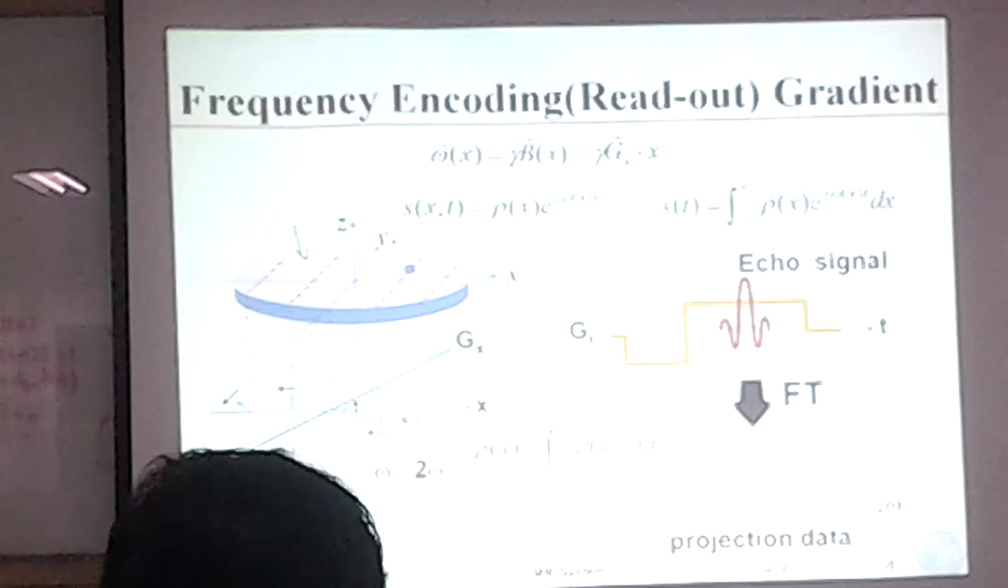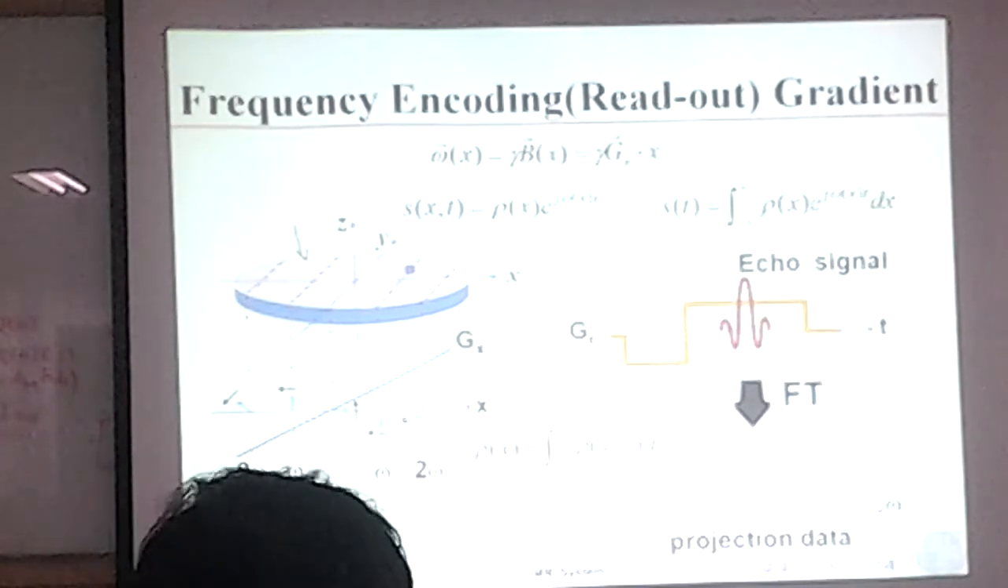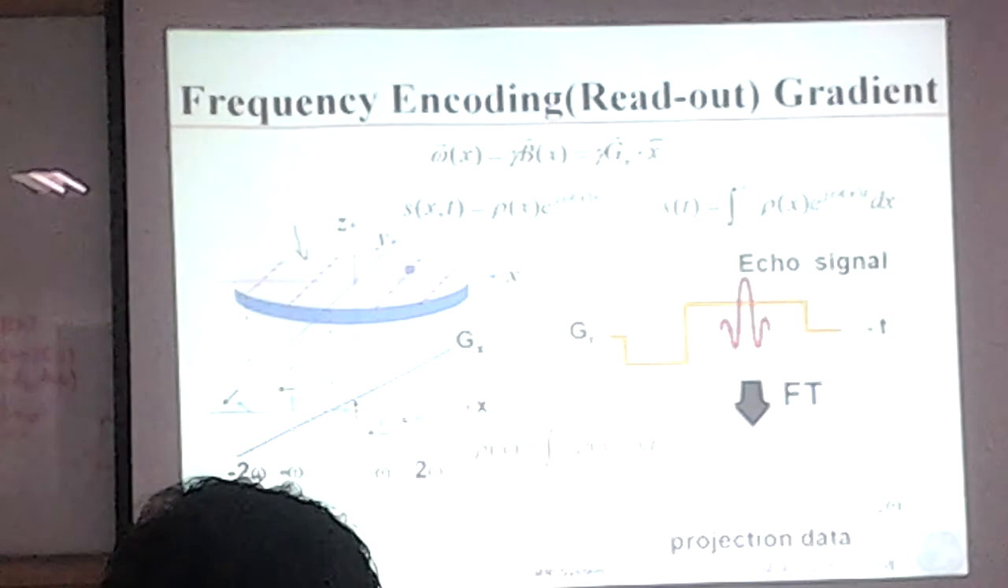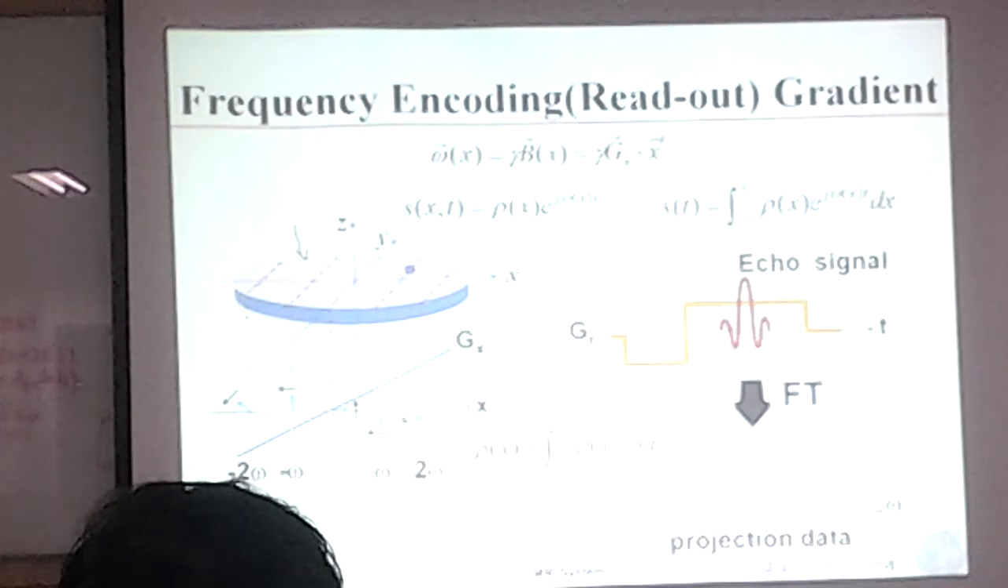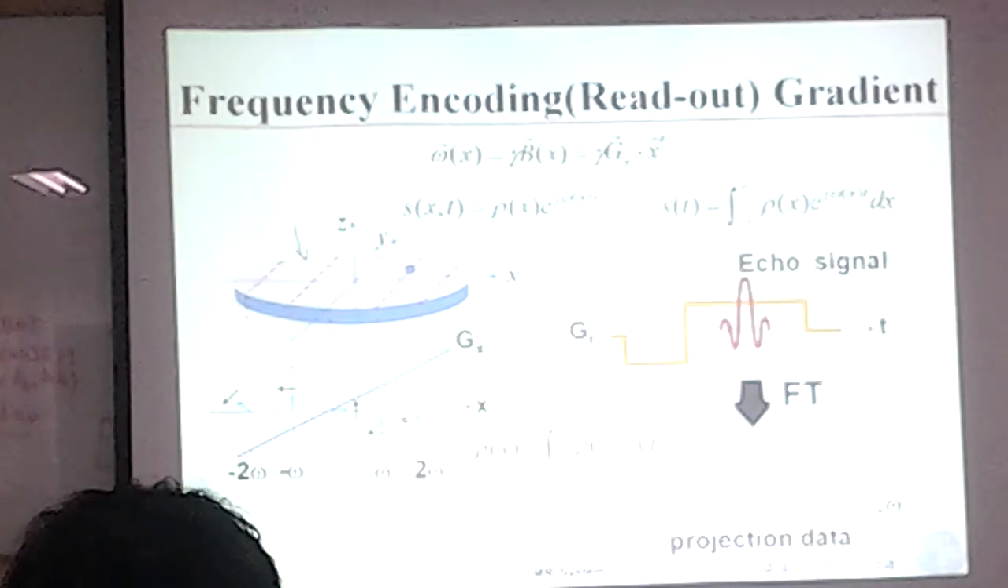Yeah, this is the inner product. Actually, this is the vector. Generally, if the position has the vector form, then the product is the inner product. For the scalar case, omega equals gamma g x, which is just a simple scalar product.